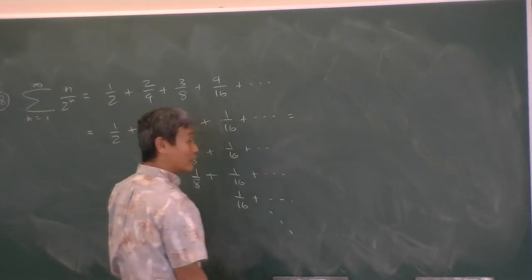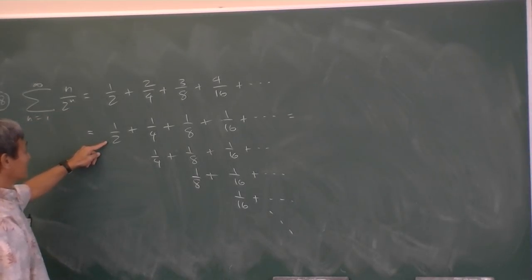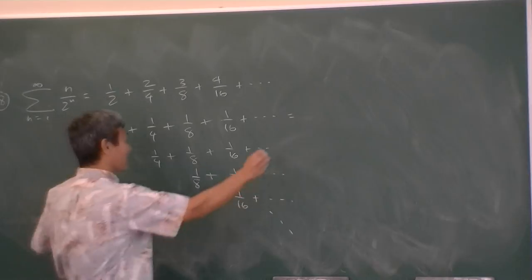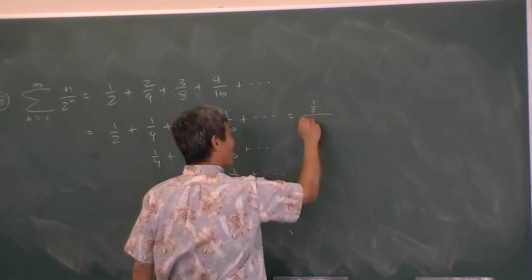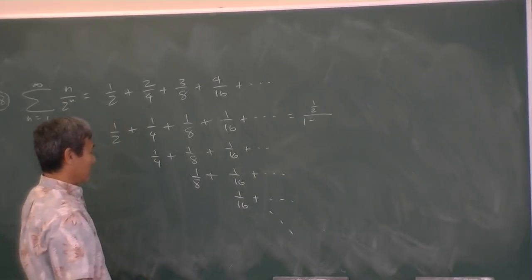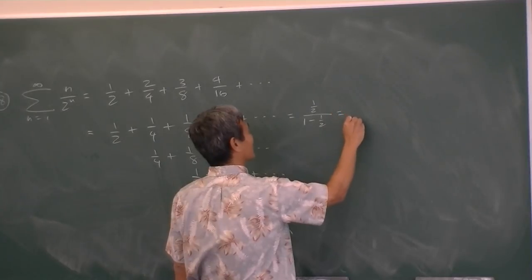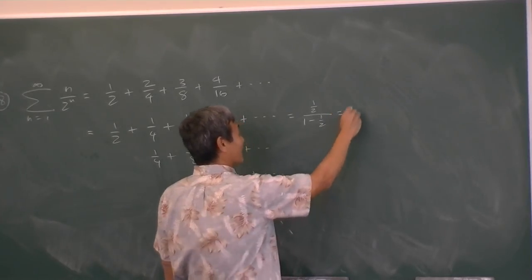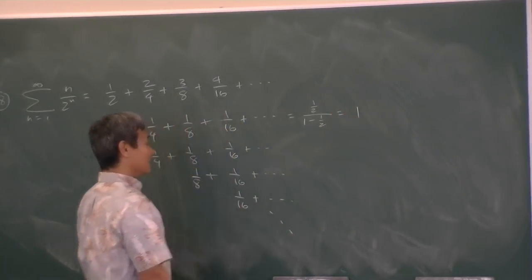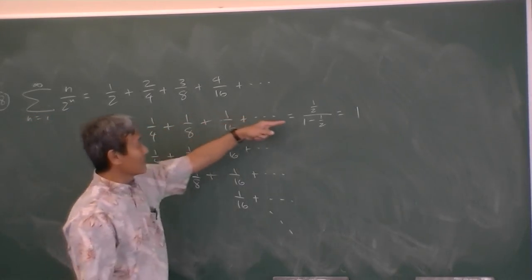The reason you do that is, this is an infinite geometric series, so I can use the formula: first term over 1 minus r. What is r? In fact, what is r for everyone? 1/2. So what is that equal to? It's 1. That's just the first line. So if you add up all the numbers in the first line, you get 1.